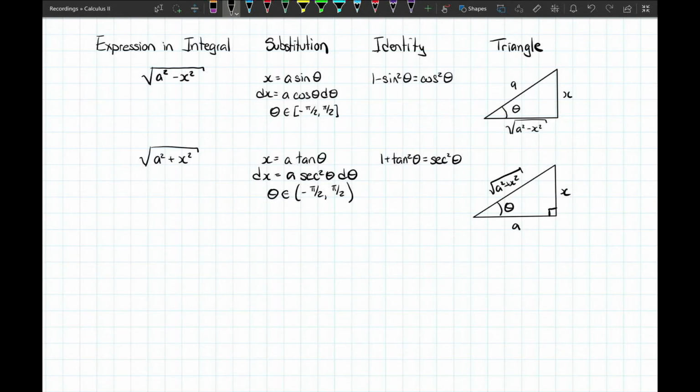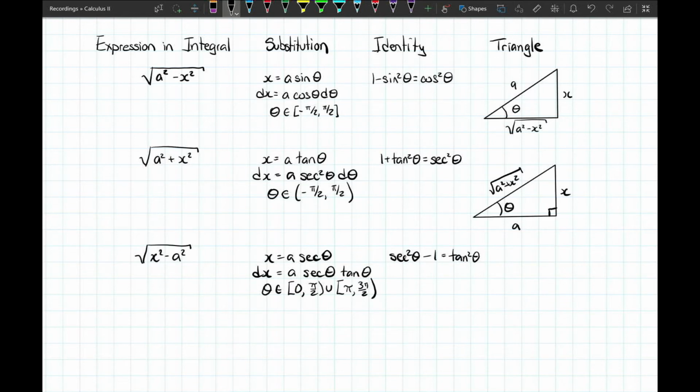Now our last case is if we have expressions involving the square root of x squared minus a squared. In that particular circumstance, we'll use a substitution x is equal to a times secant of theta. And the identity that we'll be using in this case is secant squared theta minus 1 is equal to tangent squared theta. And we'll have a very interesting little restriction here on theta, but you don't necessarily have to worry about that restriction very much. Knowing that if we use that restriction, plugging in this substitution will allow you to eliminate the roots from the integrand.